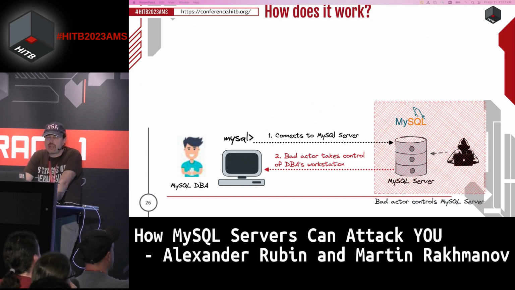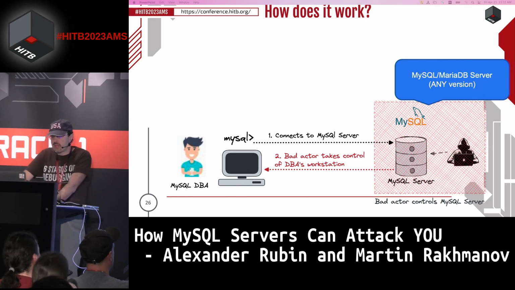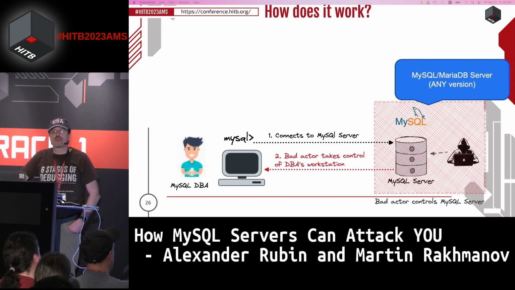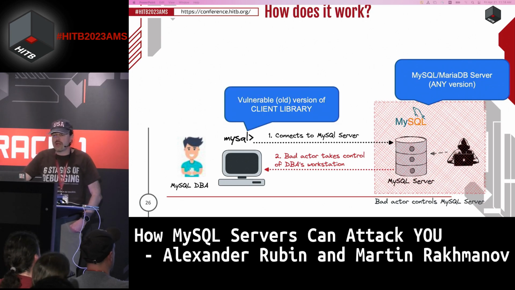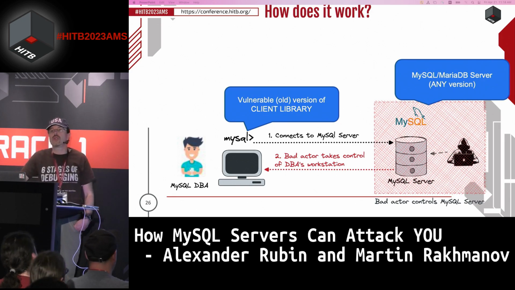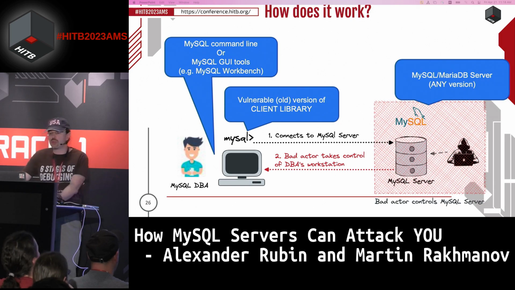So again, the MySQL client, it's your machine, connects to the server, and the server tries to push the bad code in it. So what do we need to do to execute it? We need to have a MySQL server. It actually can be any version, it just needs to support the protocol. We need to have the vulnerable version of the MySQL client library. It can be a GUI tool, it can be a MySQL client, and stuff like that. And we need to have this MySQL DBA, or whoever, connect to this server.